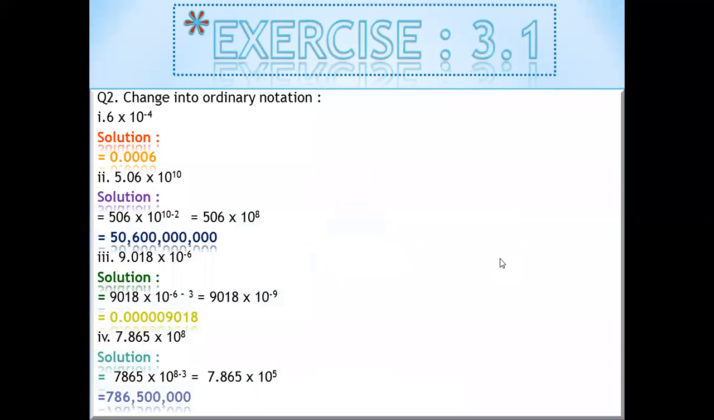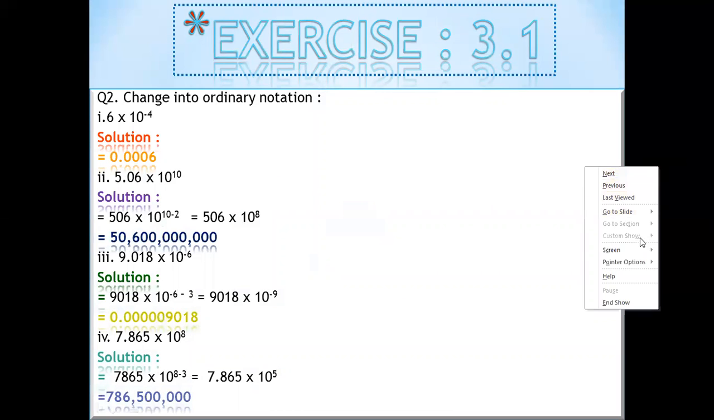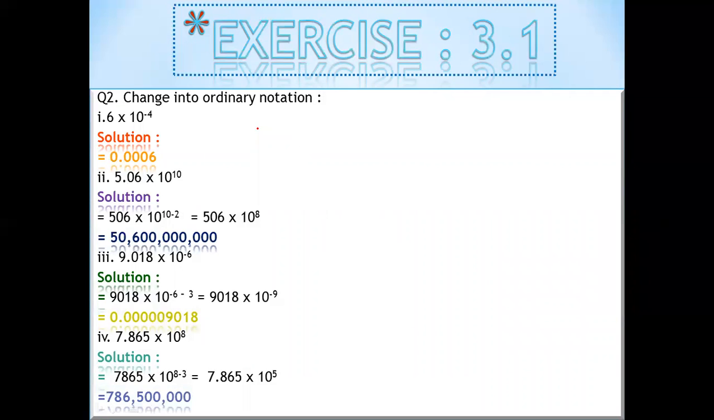Question 2. Express the following numbers in ordinary notation. Ordinary notation means we will simplify the power of 10. We have 6 multiply 10 raised to the power minus 4. Because the power minus 4 is there, it means our number will start with a decimal point. 0.0006. The power is 4, so after the decimal we write 4 numbers. 6 is already given. To complete the number we put 3 zeros there.